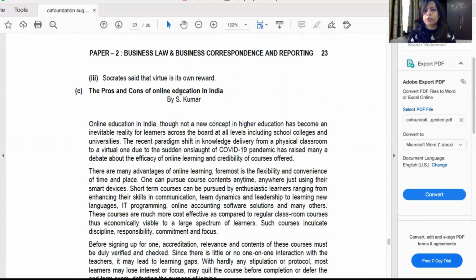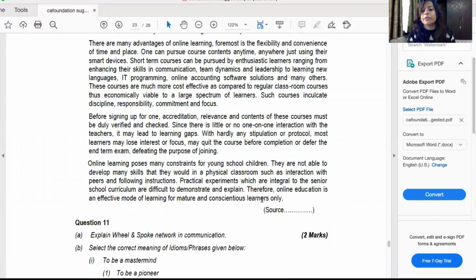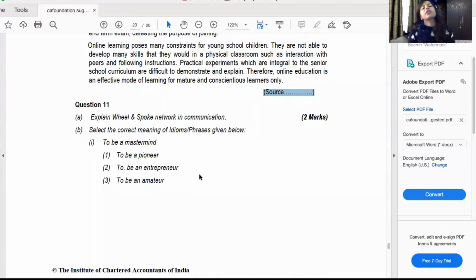That's what I'm saying. If you don't write the heading, your marks will be deducted. If you don't write the by, your marks will be deducted. If you don't write the source, marks will be deducted. So take care of each and every point. For that, you should make a format copy for yourself. See, BCR is a very, very scoring part if you take care of the formats, of the vocabulary, of the grammar. For that, practice will help you.